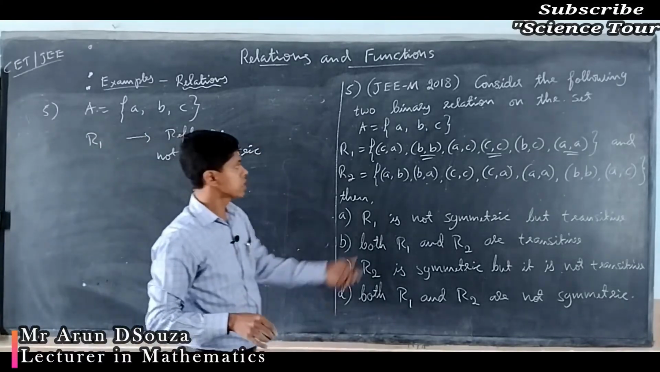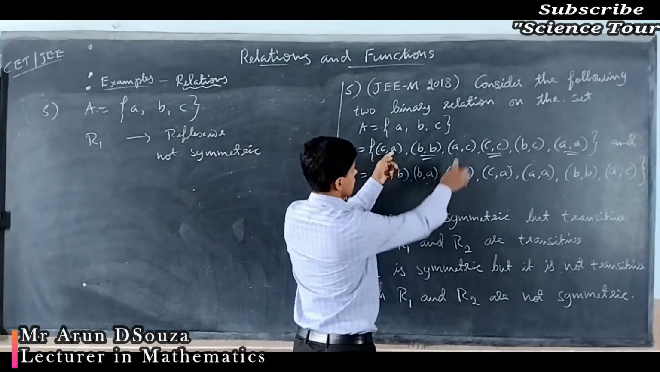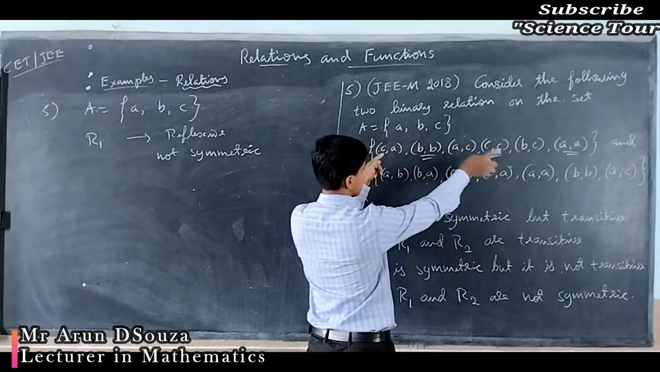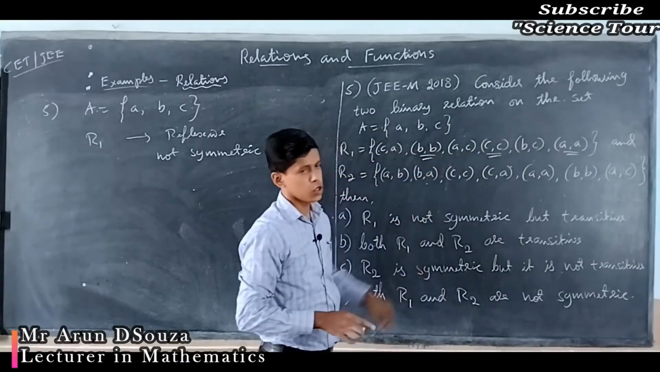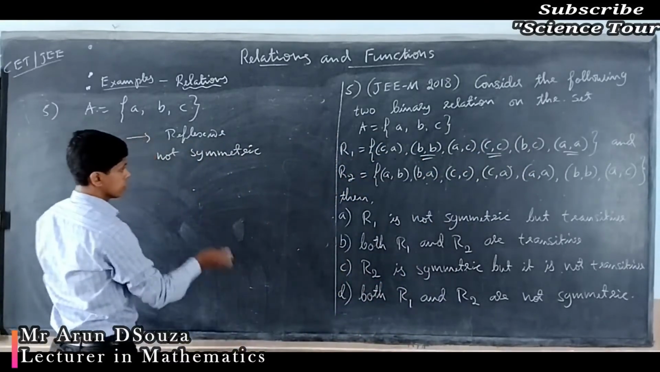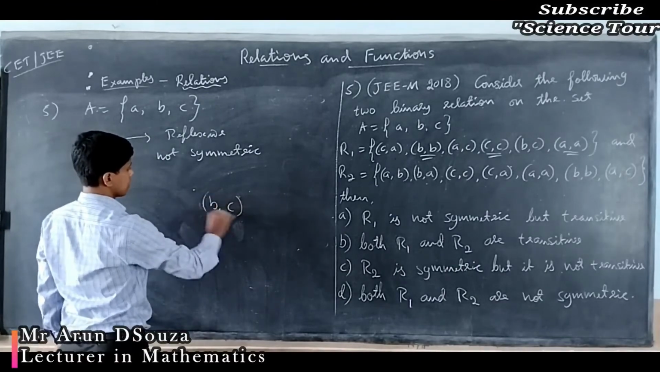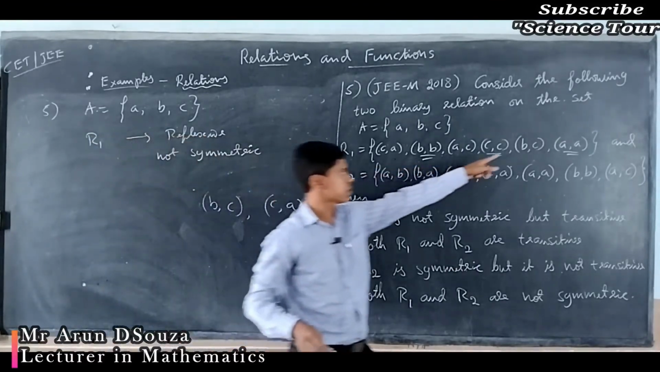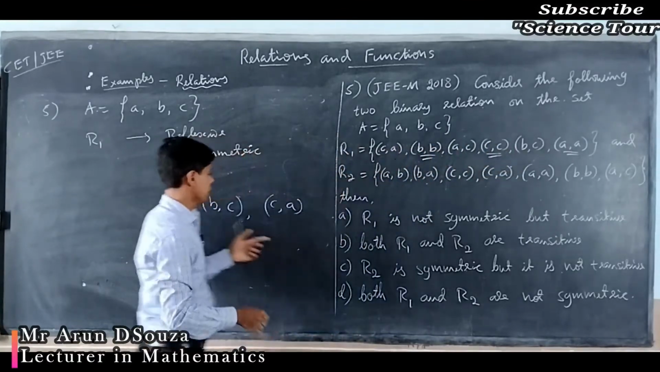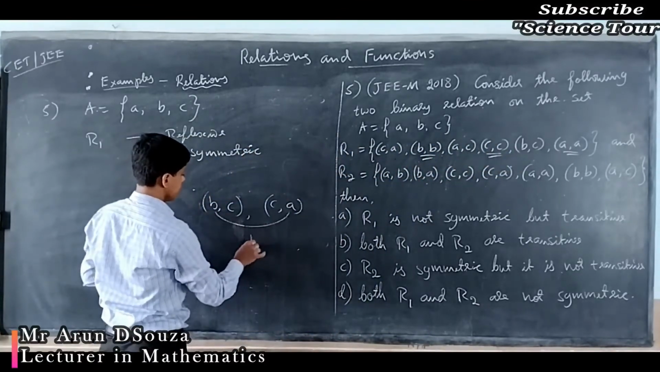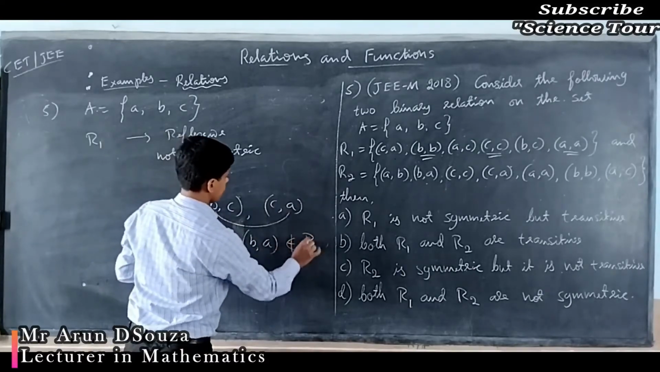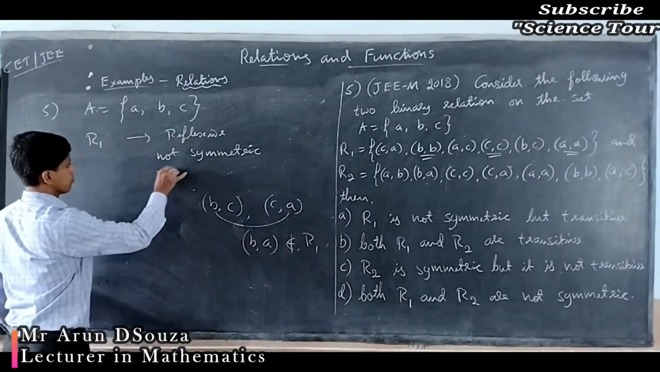And is it transitive? You have (C, A), (C, C), yes, (B, C), then (C, A). Do you have (B, A)? (B, A) we don't have, you check. See, you have (B, C) and (C, A). Do you have (B, C)? Yes. And do you have (C, A)? Yes. Now what is the resultant? Resultant (B, A) must be there, but (B, A) is not there in R1, therefore it is not transitive.